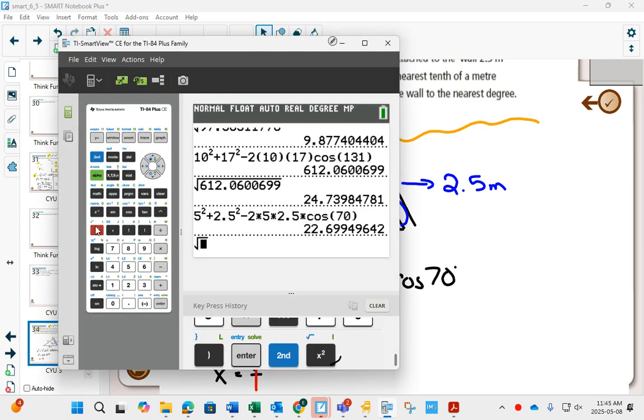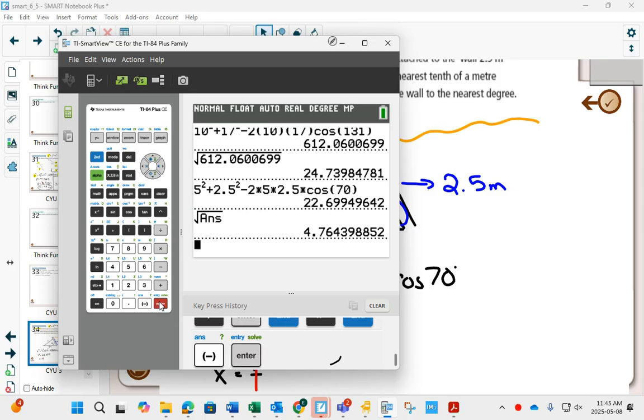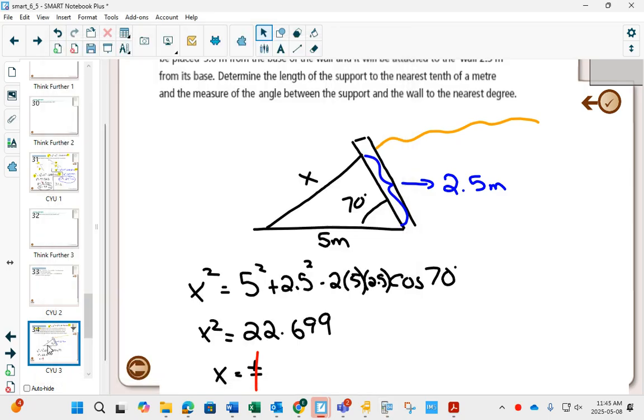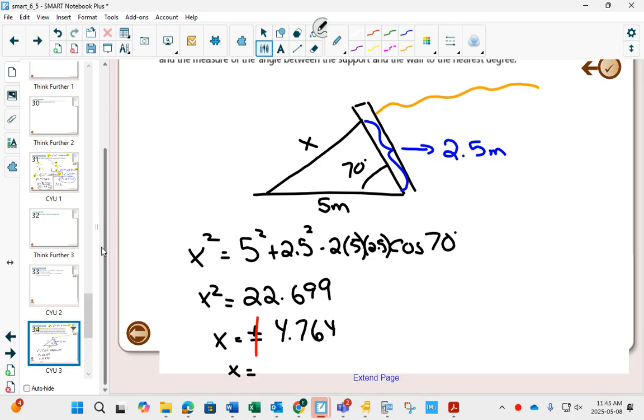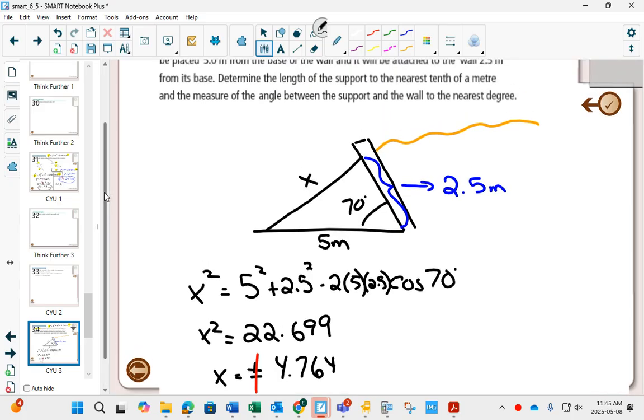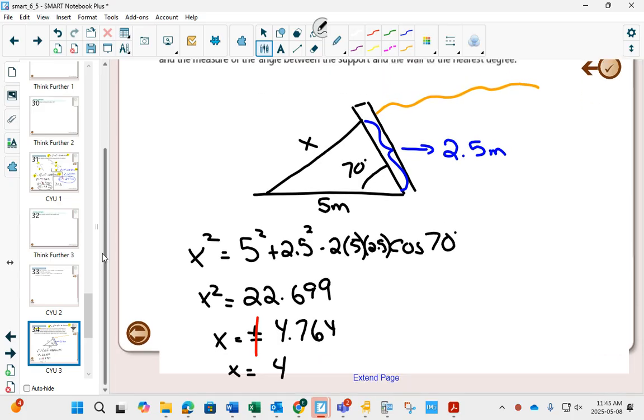Square root of that, this time I'm using the answer button right beside the enter button. 4.764. So I reread the question so I don't lose my rounding. What do I want to round to? The nearest tenth, 4.8. What are my units? Meters, 4.8 meters. And it's also important that I reread the question because it doesn't just ask for that.